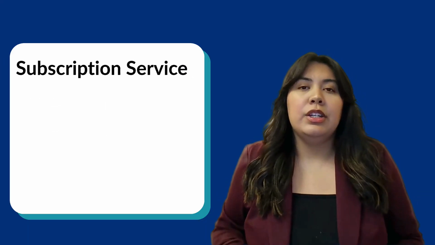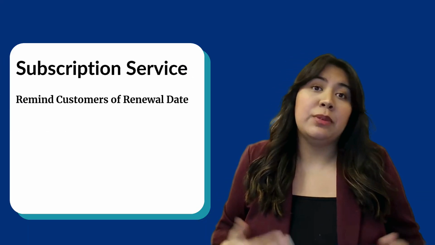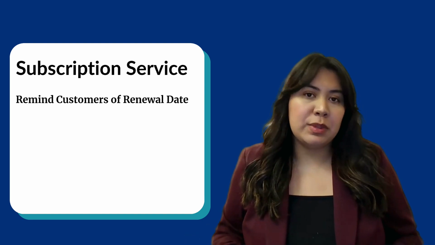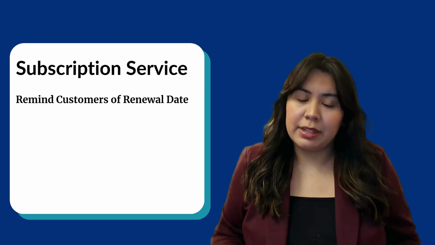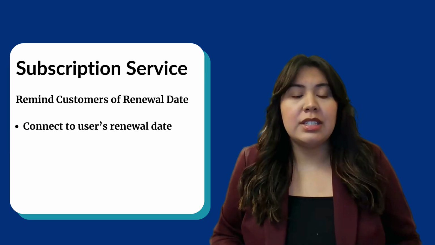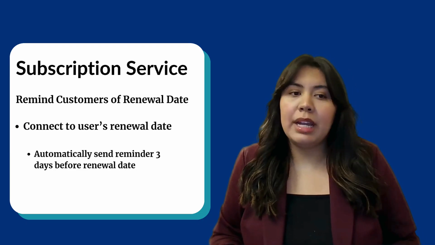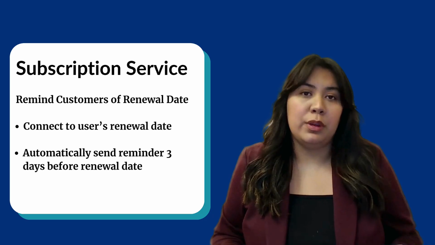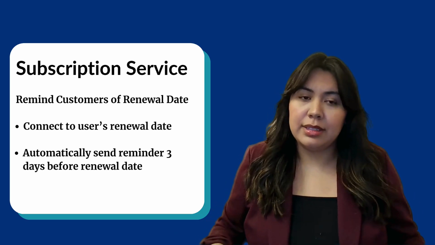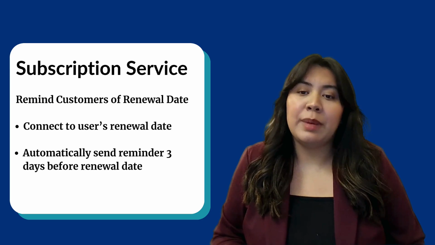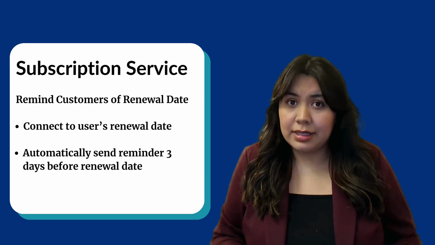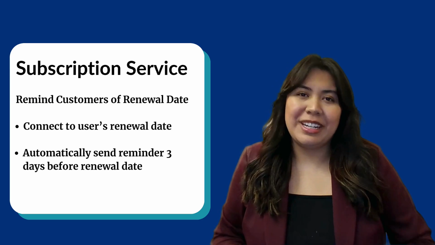Let's say you run a subscription-based service. You want to remind customers a few days before their renewal, but every customer's renewal date is different. With personalized delays, this can be possible. You can connect your campaigns to each user's renewal date and automatically send reminders 3 days before the renewal, not everyone else's. This keeps your messages relevant and prevents users from receiving reminders that don't apply to them yet. So let's demonstrate how to do this in Braze.